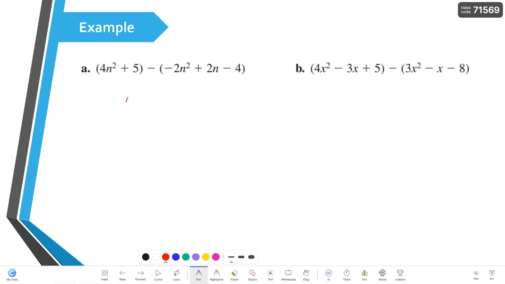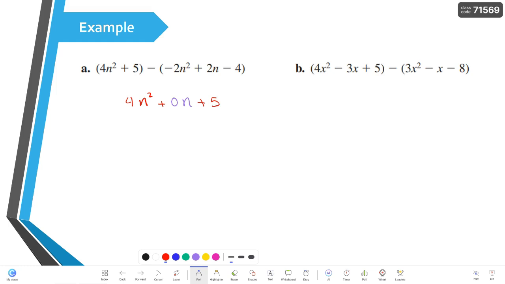So I'm going to write here 4n squared, and we can simply notice that this one is written in the standard form, but we don't have any term of the first degree. So I'm going to add here 0n. I'm going to keep writing the other terms. We have 5 as a constant. Okay, so this is for the first polynomial.